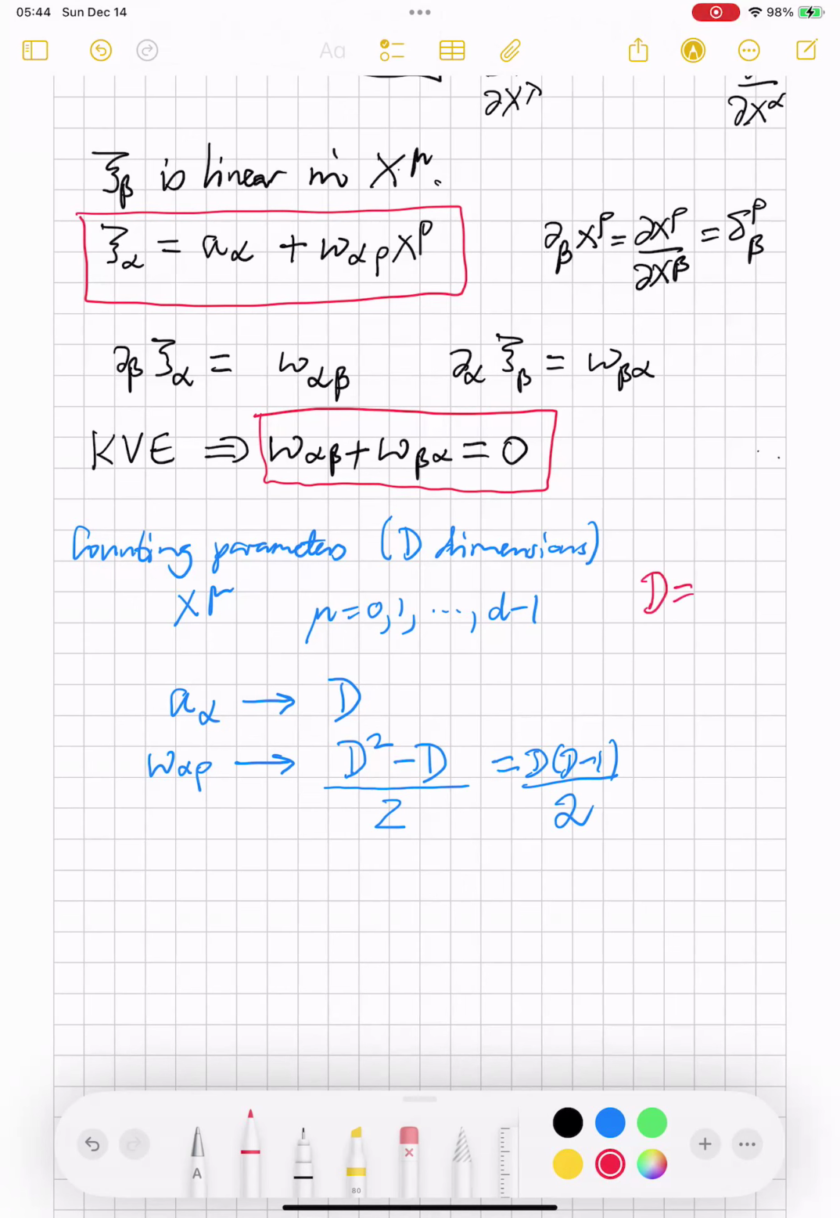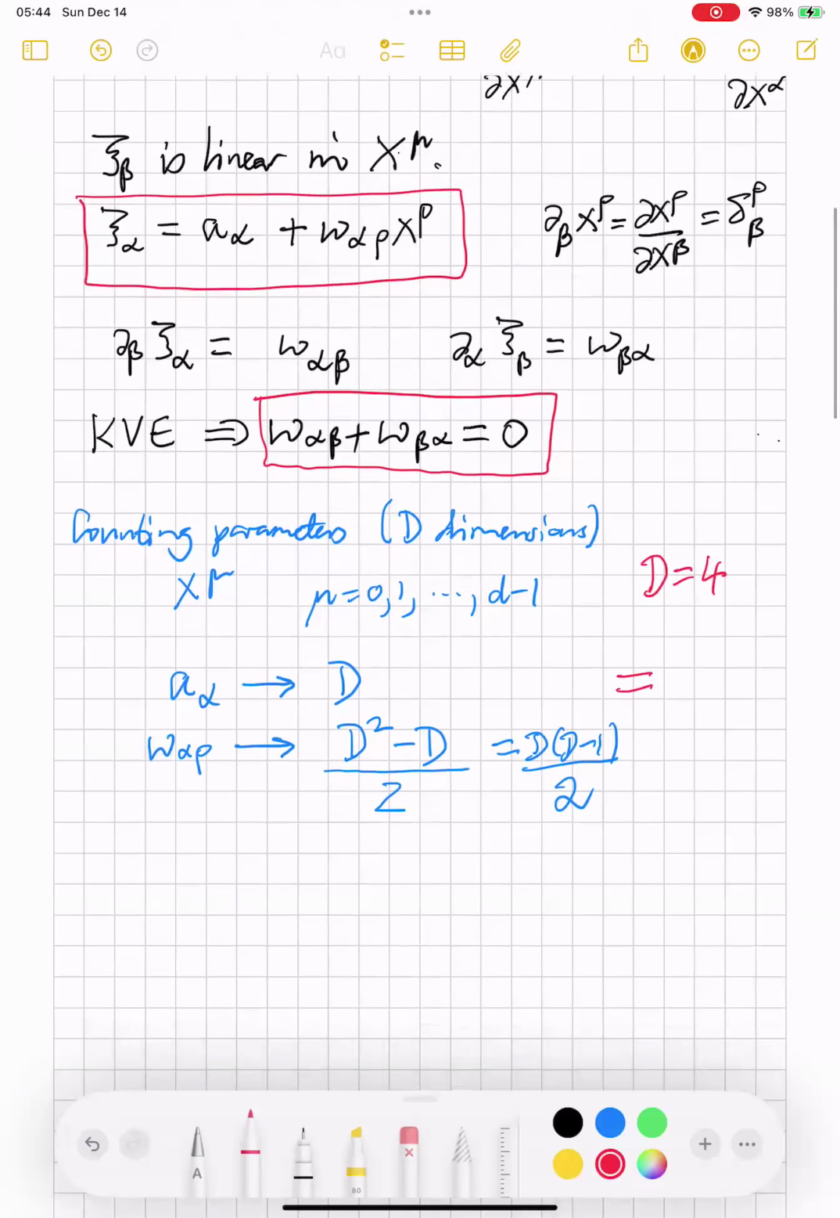Let's say d is equal to 4. Then how many A alphas will we have? We'll have 4 of them. How many omega alpha rho's will we have? Well, 4 times 3 is 12, divided by 2 is 6. And if you remember, there are a total of 4 translations. So the A alphas correspond to just a translation. And indeed, look at the first red box. Zeta alpha is equal to A alpha. This would be just adding a constant onto each coordinate.